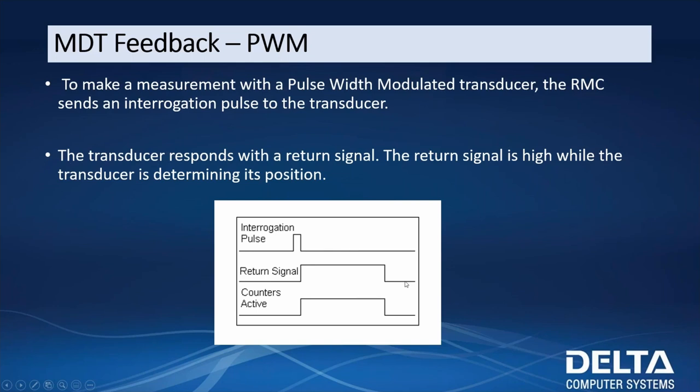And pulse width modulated, if you're familiar with what a pulse width modulated signal would look like, maybe for controlling LEDs, well, you know that pulse will change lengths, right? It'll go anywhere from 0 to 100%, and it's continually pulsing. Well, that's the same with this transducer here. You've got a pulse that's changing how long it's active, and you can see our counter is active the entire time that return signal is on.